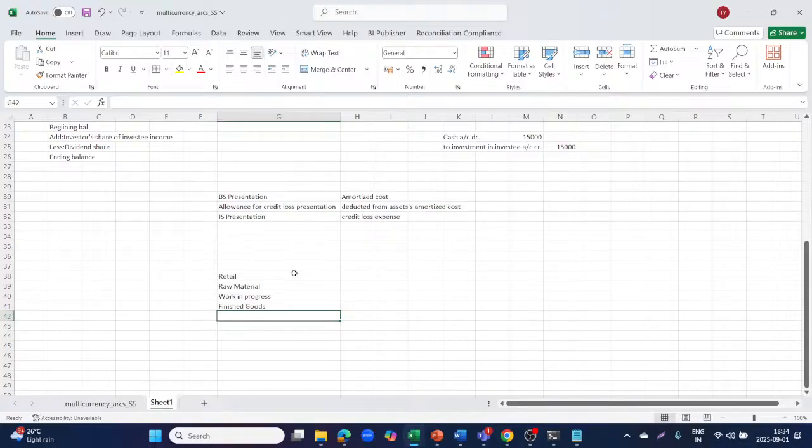Now, what's buyer's inventory? For FOB shipping point, title passes to the buyer when the seller delivers the goods to a common carrier. When the seller delivers it, then it becomes the buyer's inventory.